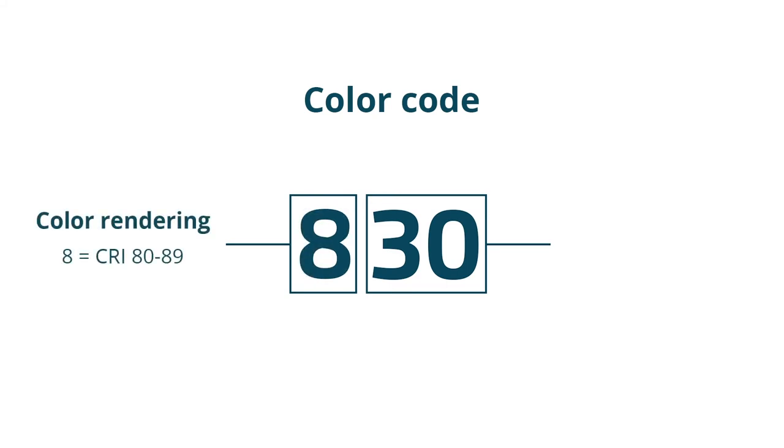The color code is a combination of the CRI and the color temperature. The first number is the color rendering. The second and third number indicate the light color. A bulb with a color code 830 has a CRI between 80 and 89 and a color temperature of 3000 Kelvin.